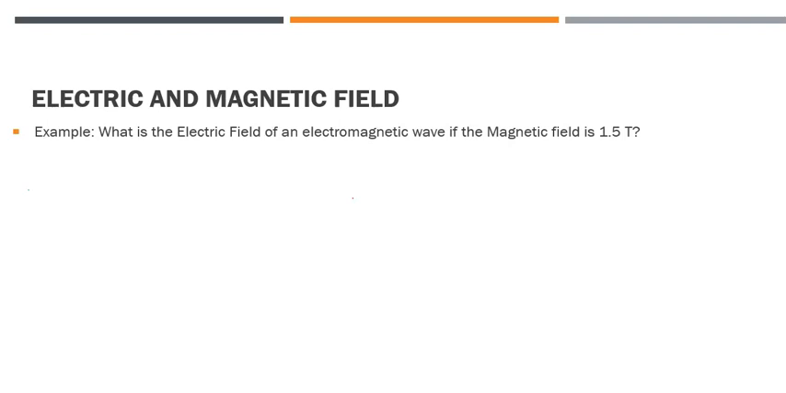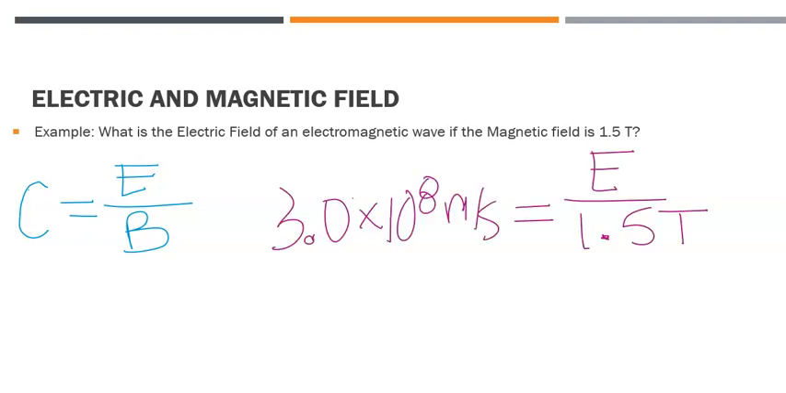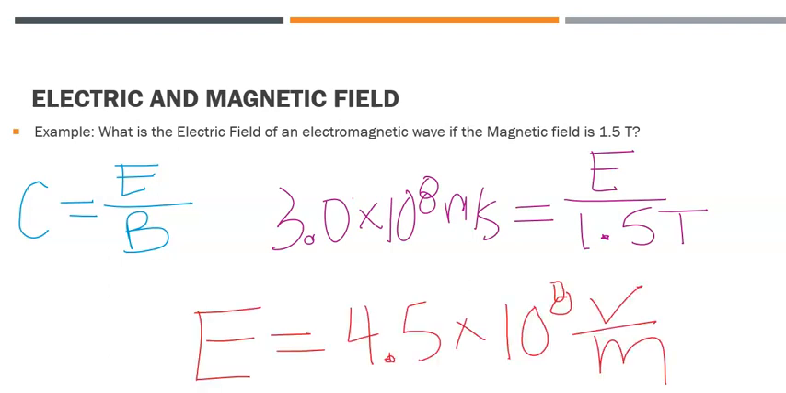First, we're going to talk about the relationship between the speed of light and electric and magnetic fields. The speed of light is equal to the ratio of the electric field to the magnetic field. In this example, we are given the magnetic field of 1.5 Tesla and asked to find the electric field. If we plug in the numbers that we are given, this gives us an electric field of 4.5 times 10 to the 8th volts per meter.